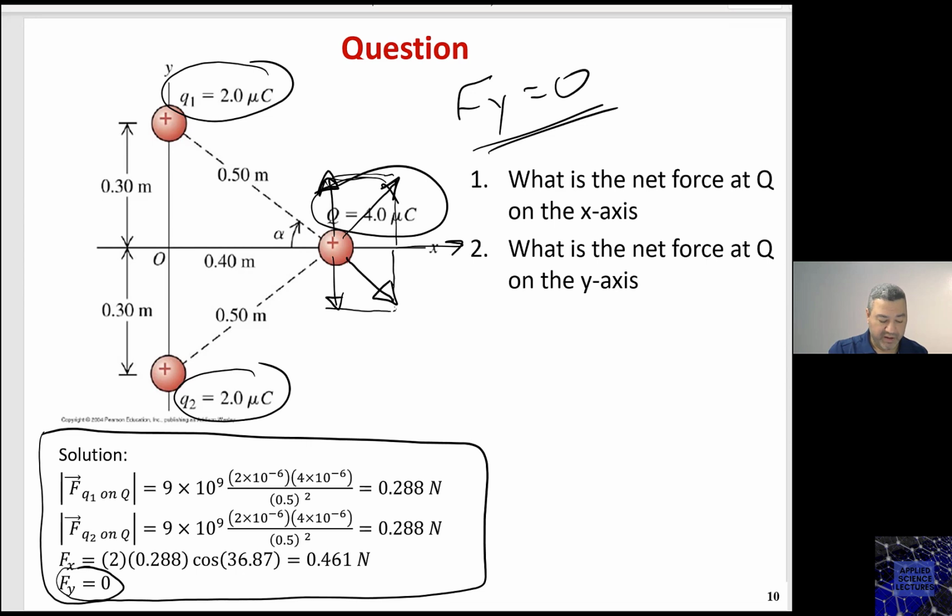And Fx, you can calculate it. It will be the same. Calculate the magnitude using K Q1 Q2 over R squared, and then calculate the angle here, then project on the x-axis. It will be twice this projection because due to the symmetry, the Fx for the first force will be equal to the Fx of the second force.